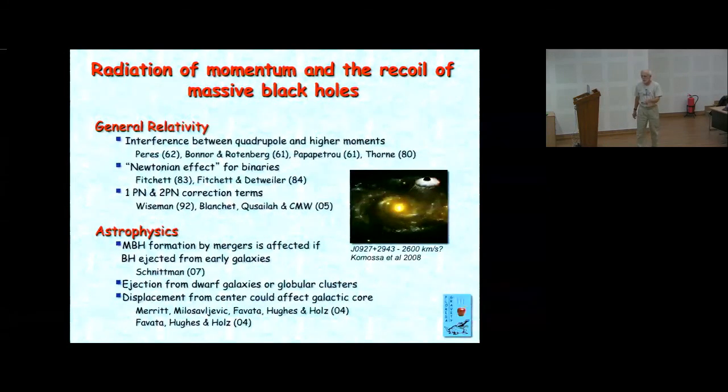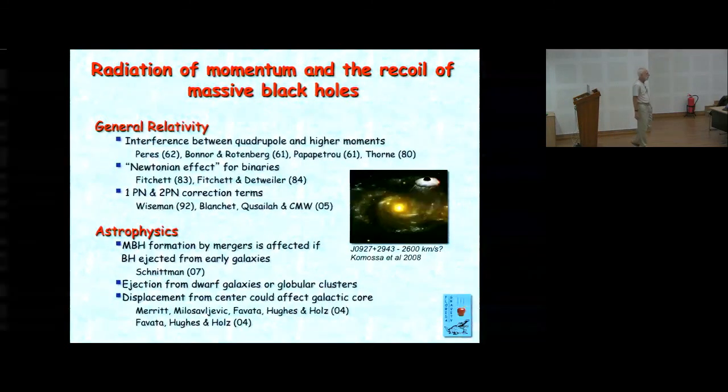And a lot of these effects were pointed out in a famous paper by David Merritt, Milosavljević, Favata, Scott Hughes, and Daniel Holz, in two papers, one summarizing the theory, and the other pointing out the various astrophysical consequences.